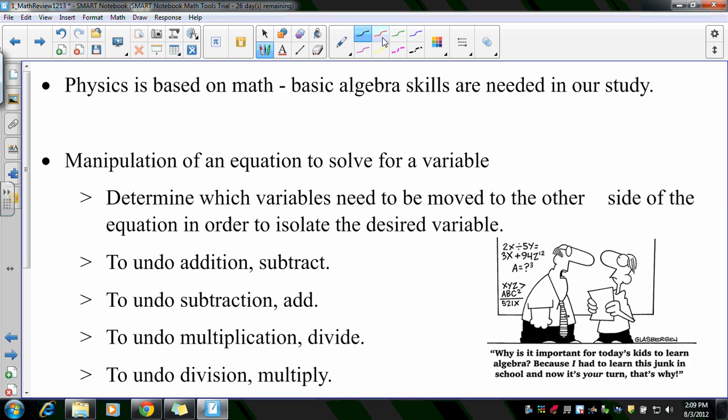Need a pen, don't we? There we go. So you need to subtract. If you want to undo subtraction, you do the opposite of that, which is adding. To undo multiplication, you divide, and to undo division, which is the opposite of division, it is multiplying. So you're basically going to do the opposite of whatever it is that you see.